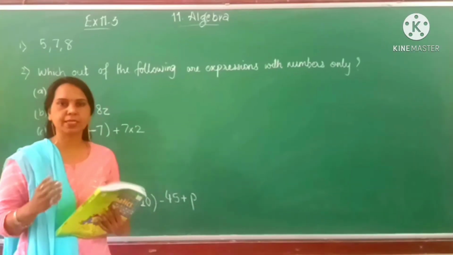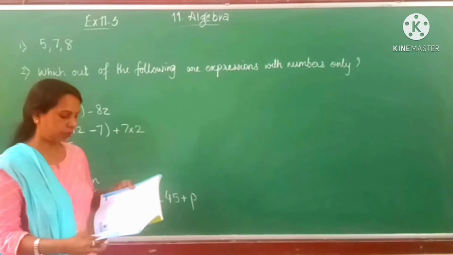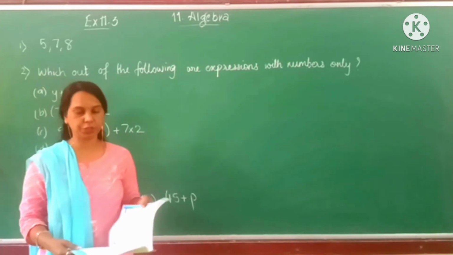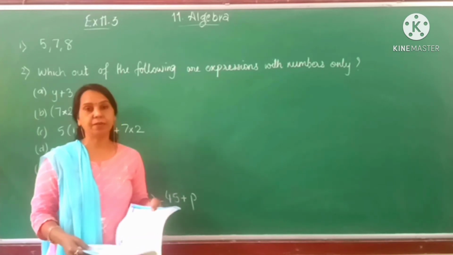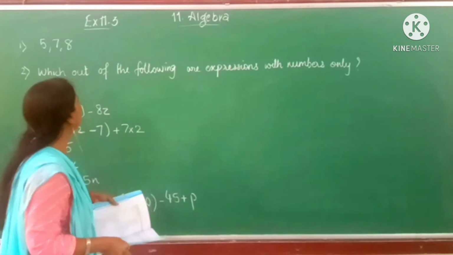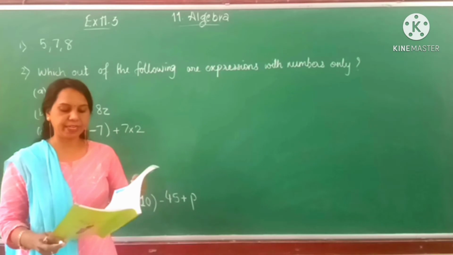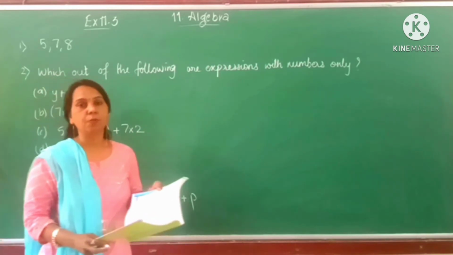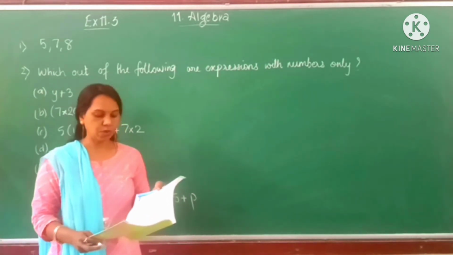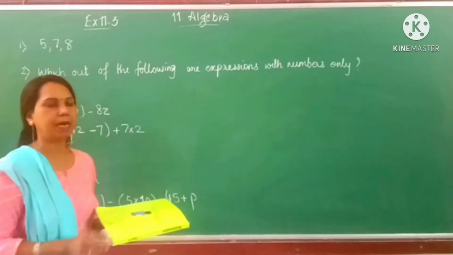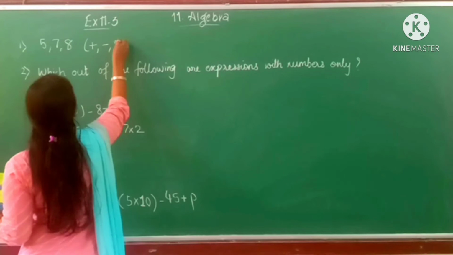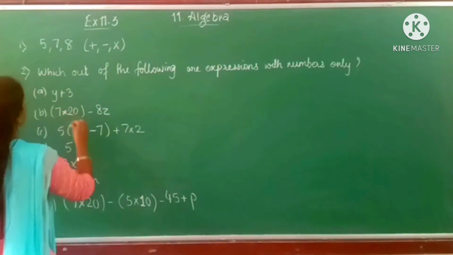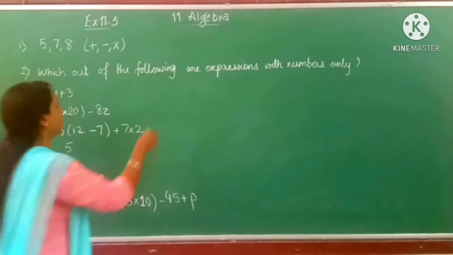Now let us solve exercise 11.3, question number 1. The question is: make up as many expressions with numbers as you can from the 3 numbers which are given, that is 5, 7 and 8. Every number should not be used more than once. Use only addition, subtraction and multiplication. So we have to use addition, subtraction and multiplication.